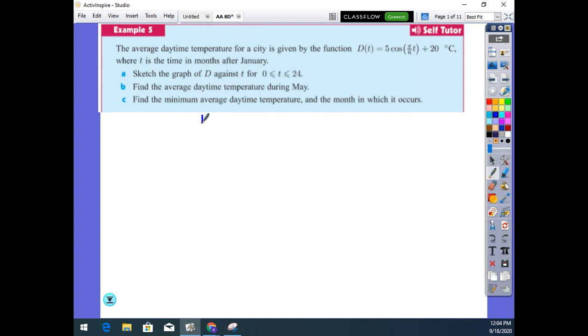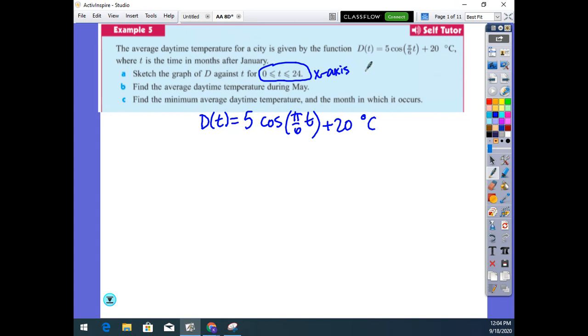First of all, I'm just going to write the function here. It looks exactly the same. And this is in degrees Celsius. It says sketch the graph of D for, very important to pay attention to the interval. So the first thing, time is always on the x-axis. So that means I need to check my period first.